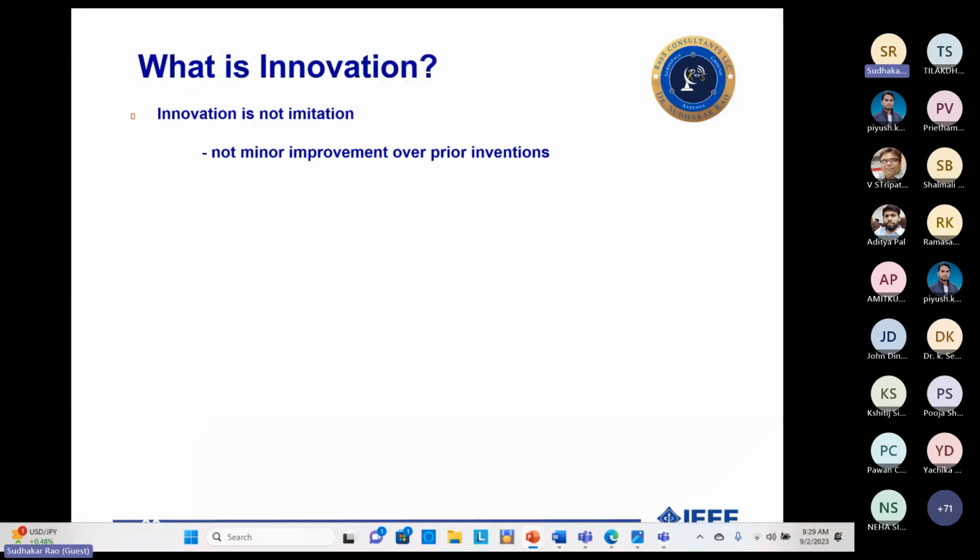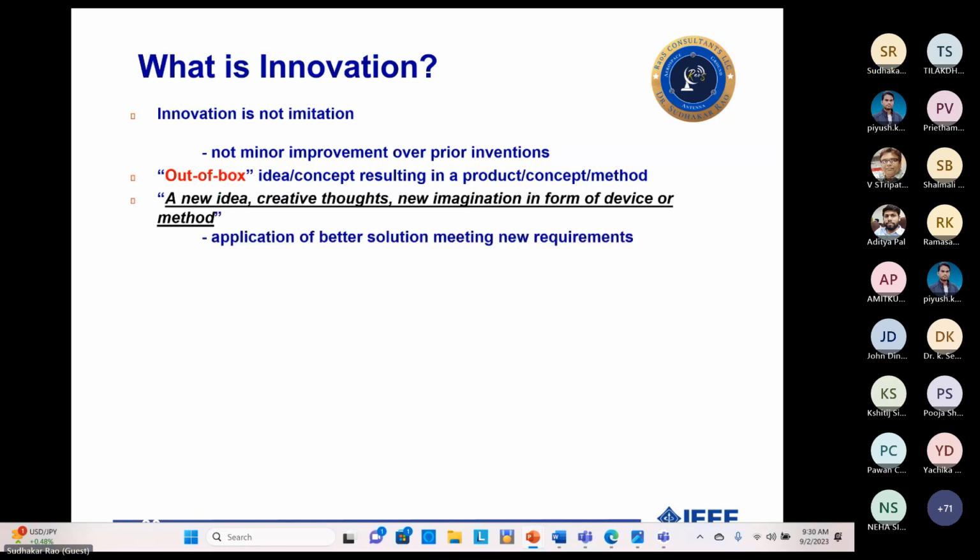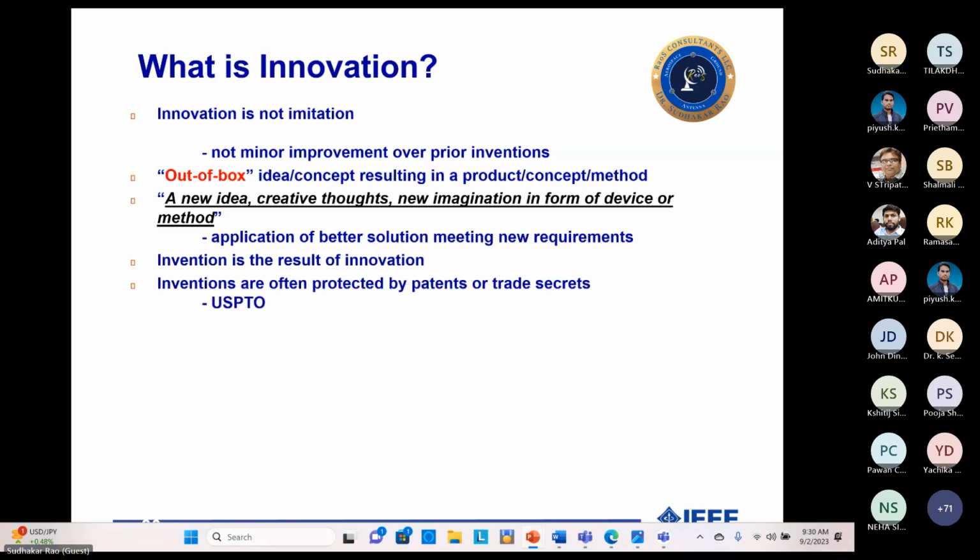So what is innovation? Innovation is not imitation. It's not just imitating something else and making minor improvements. Novelty should be there, and it should be an out-of-the-box idea or concept. Invention is the result of innovation. So you start with innovation first, you get the ideas, and then you start preparing the invention.